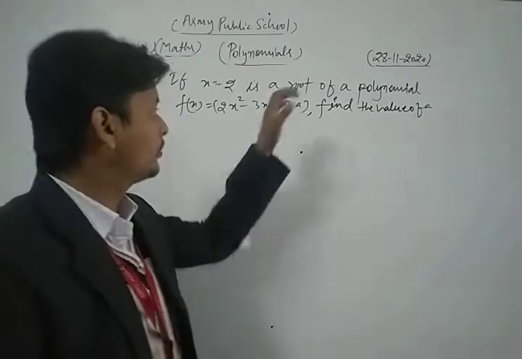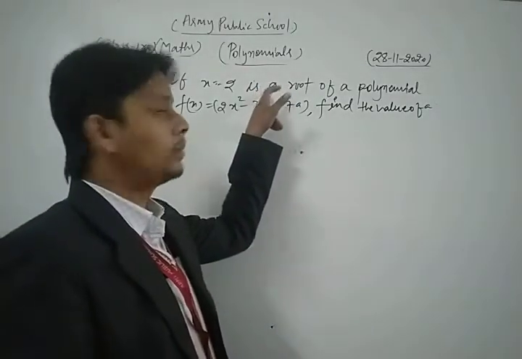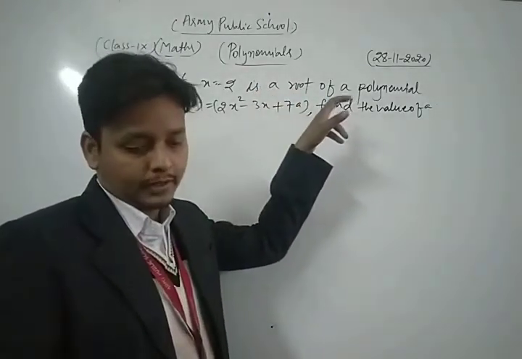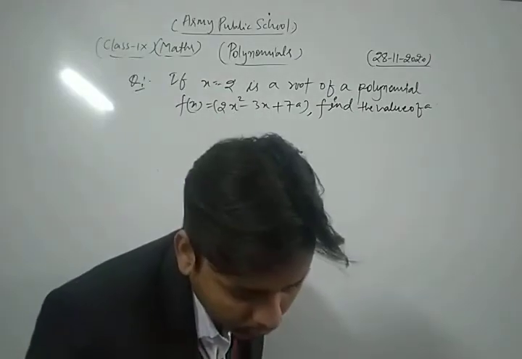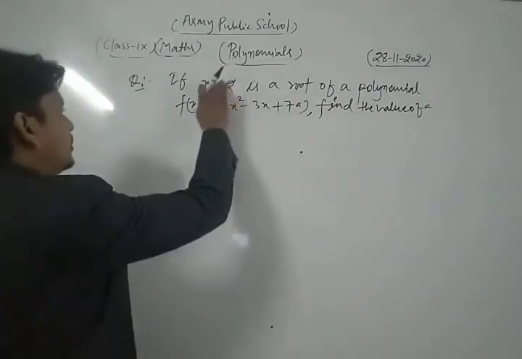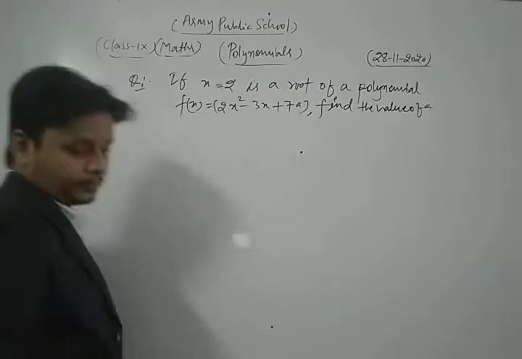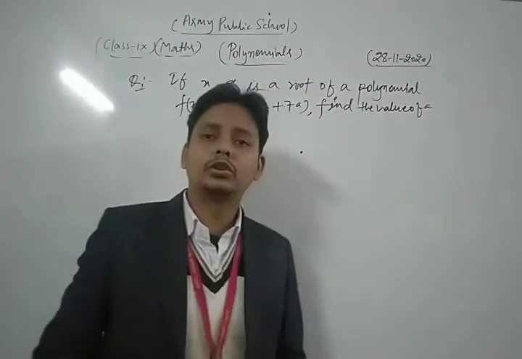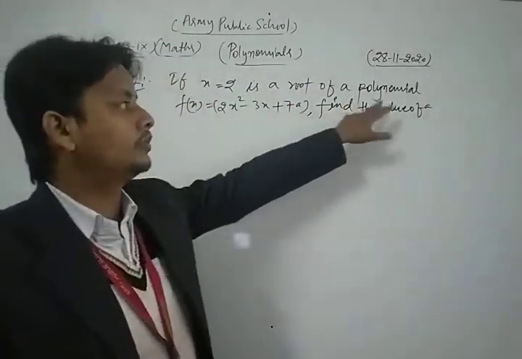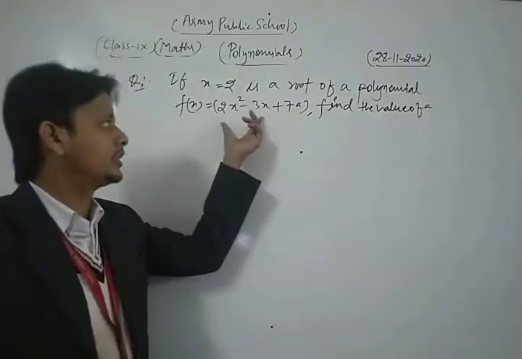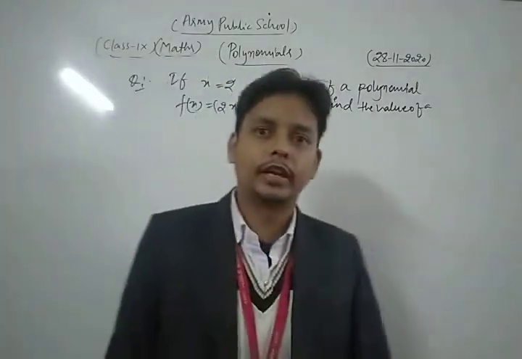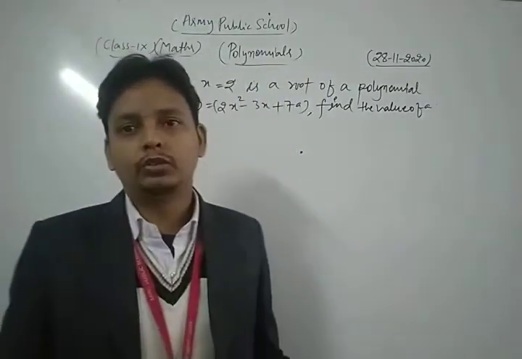In that question, we have x is equal to 2. Yes, x is equal to plus 2 is a root of the polynomial f of x is equal to 2x square minus 3x plus 7a. In that question, we find the value of a.